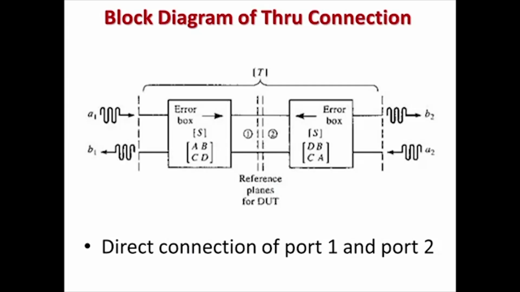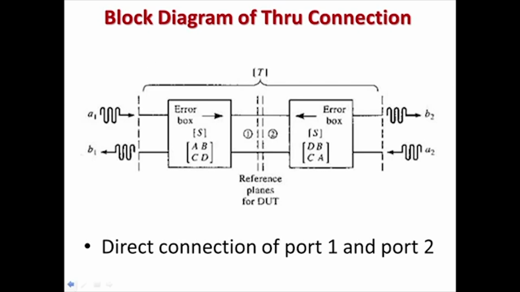So, TRL calibration is so good that your loads or other things need not be perfect, it is not required to be perfect, but it finds out those values in the whole process. So, this is called TRL calibration. Now, first let us see the block diagram of a through connection.